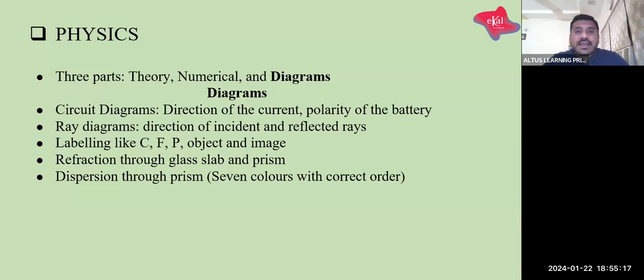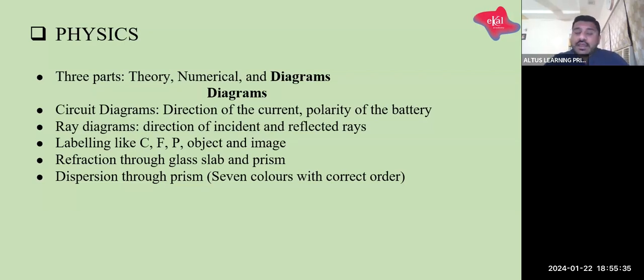When you make a perfect diagram, you get the full marks. When you miss anything, you may end up losing 0.5 marks or maybe more than that. If everything is shown properly, there is no scope of deduction of any mark.